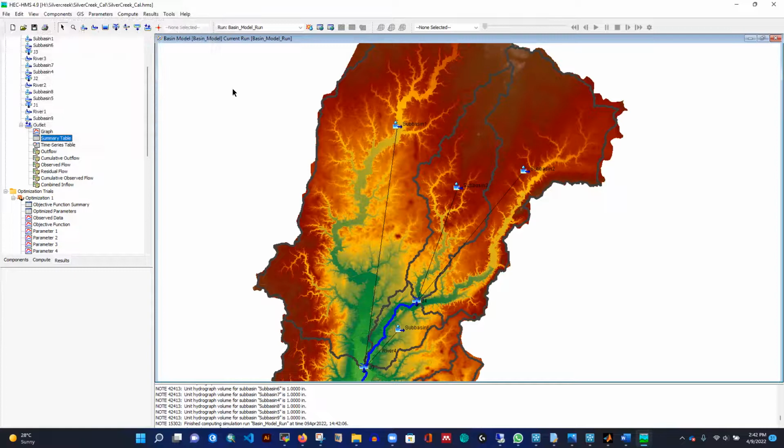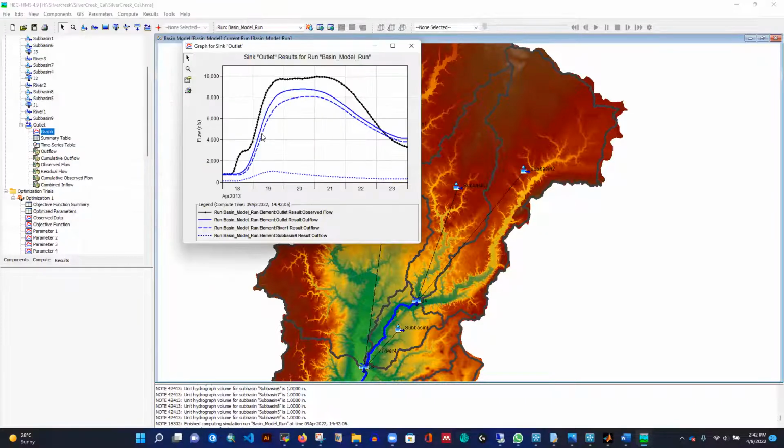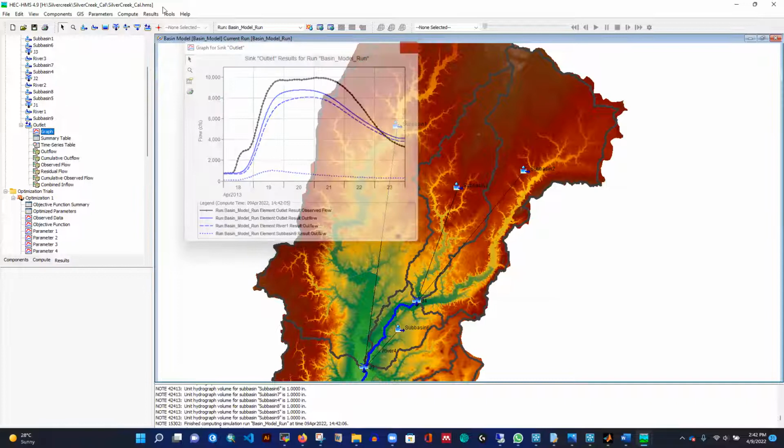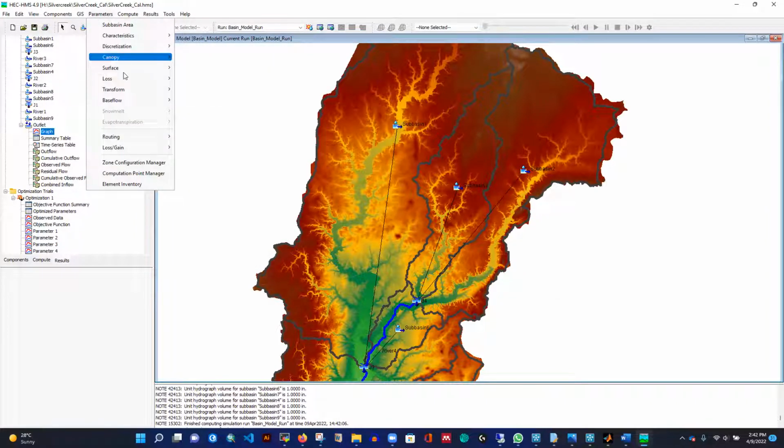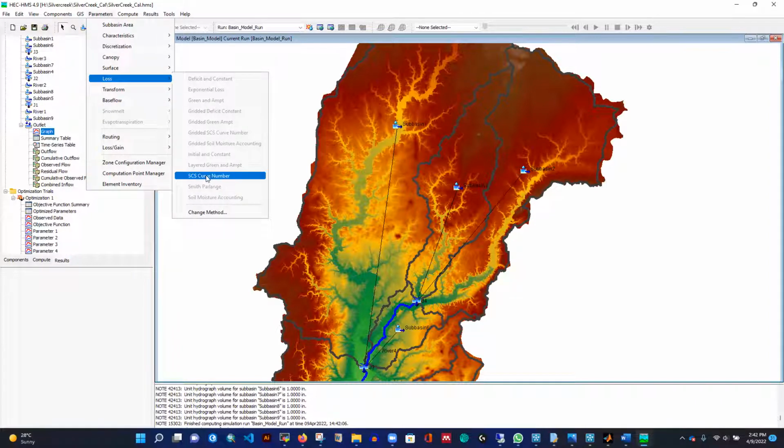Okay, so that's it. Whatever value we are changing, now we have to reduce the loss, right? We can see that our model is still underestimating the streamflow we have. We have to reduce the loss so that we can diminish the gap between these two. We have only three things: loss, transform, and then the routing. So let's play with the loss. We have to reduce the loss.